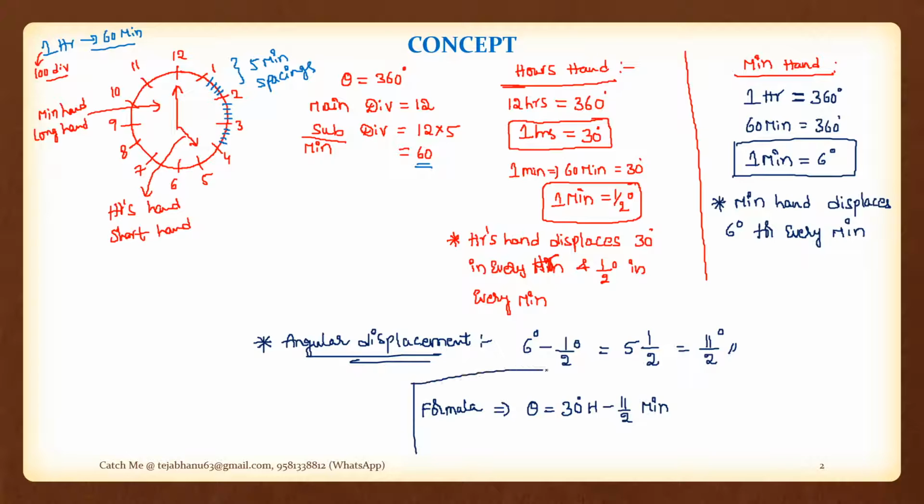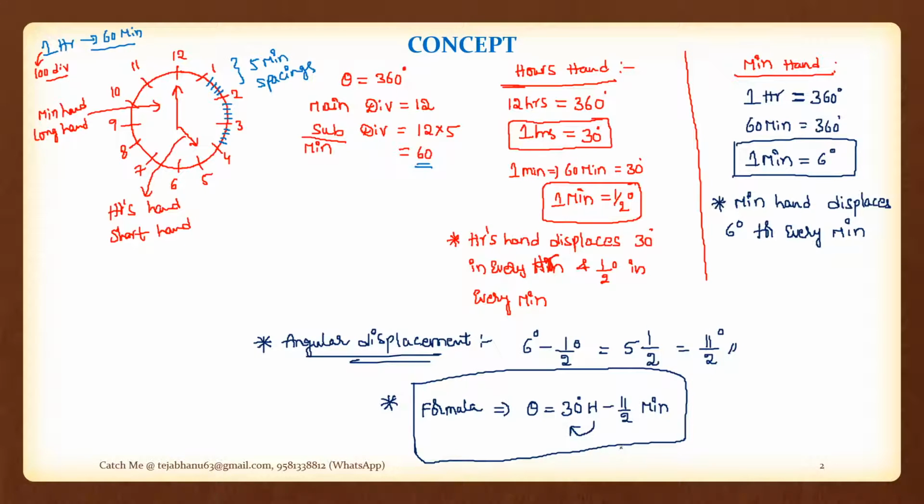This is a very important one. We will solve any question in the clock by using this formula. Theta is equal to 30 degrees into h minus 11/2 minutes.